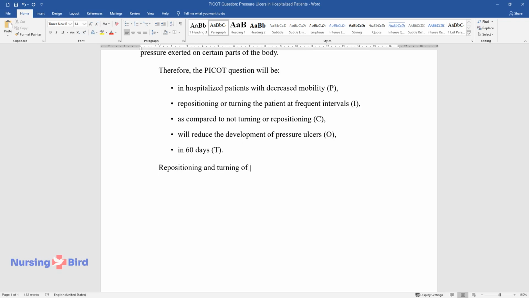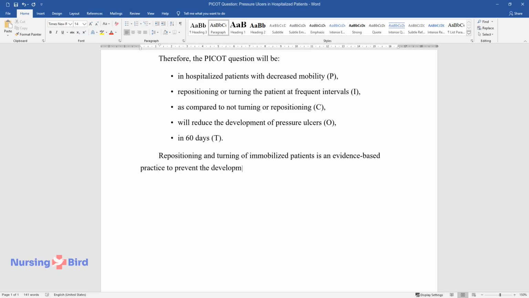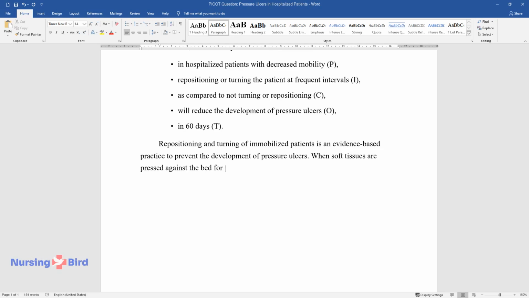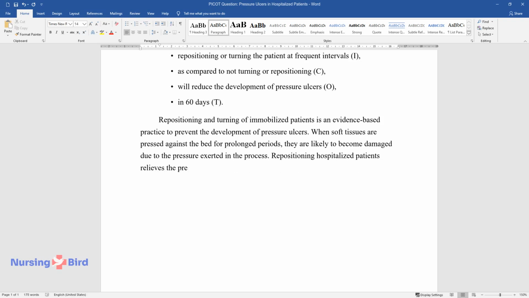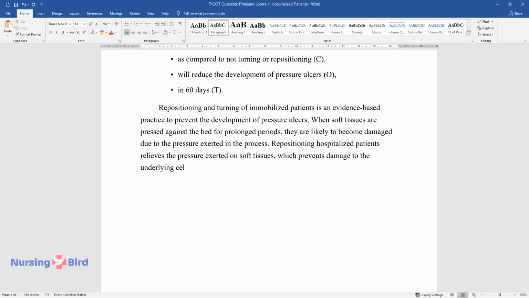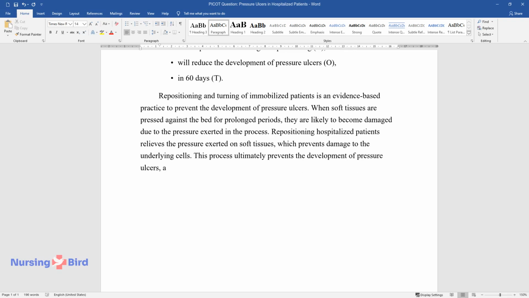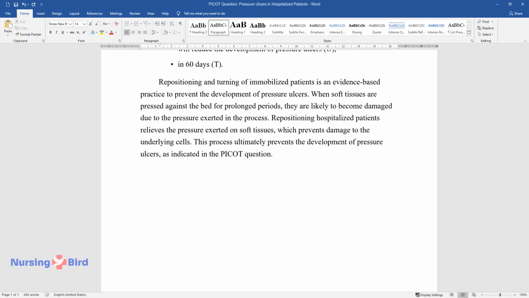Repositioning and turning of immobilized patients is an evidence-based practice to prevent the development of pressure ulcers. When soft tissues are pressed against the bed for prolonged periods, they are likely to become damaged due to the pressure exerted in the process. Repositioning hospitalized patients relieves the pressure exerted on soft tissues, which prevents damage to the underlying cells. This process ultimately prevents the development of pressure ulcers, as indicated in the PICO question.